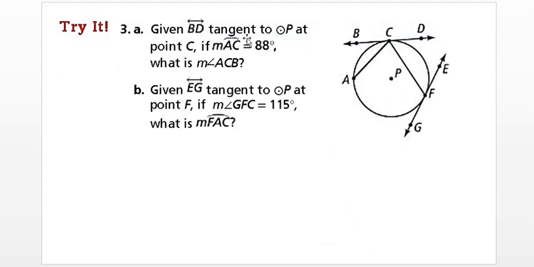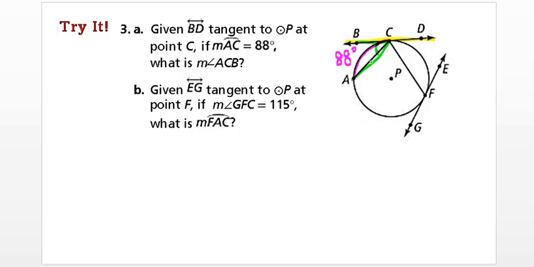It says given that BD is tangent to the circle P at point C. So they are talking about this one, where my pen is moving right now. This is the tangent, this is the point of tangency, and they are talking about the arc AC. Now where is the arc AC? Let me show you here. This is arc AC. And what is the measurement of this arc AC? It's 88 degrees. They are asking what is the measurement of angle ACB? Where is angle ACB? Here, ACB. So they want us to find the angle.